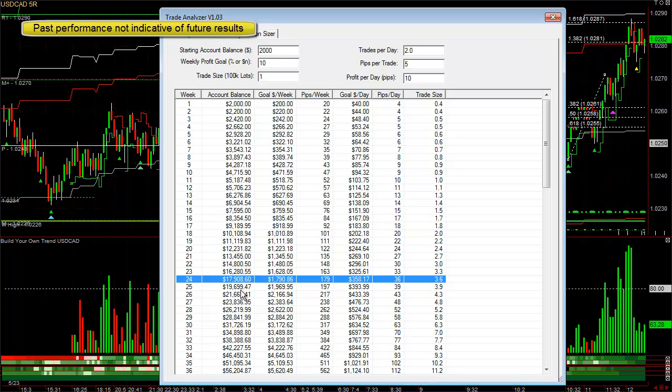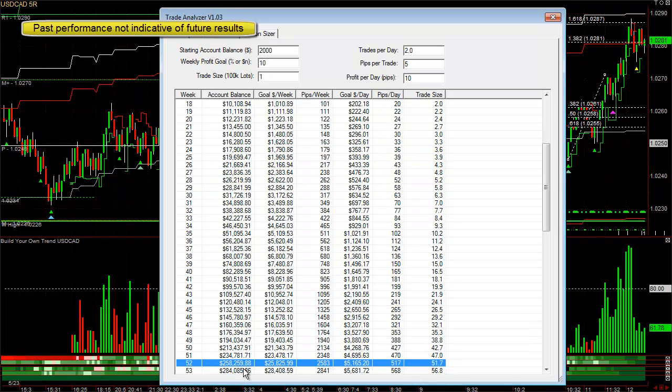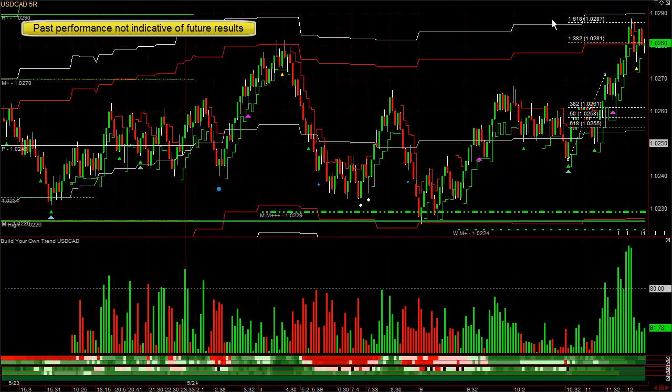Your account's grown 9 times. You're doing 3.6 lots at a time here after 24 weeks. And obviously, at the end of the year, your account's 258,000, starting with just 2,000. So 10 pips per day will explode your account.